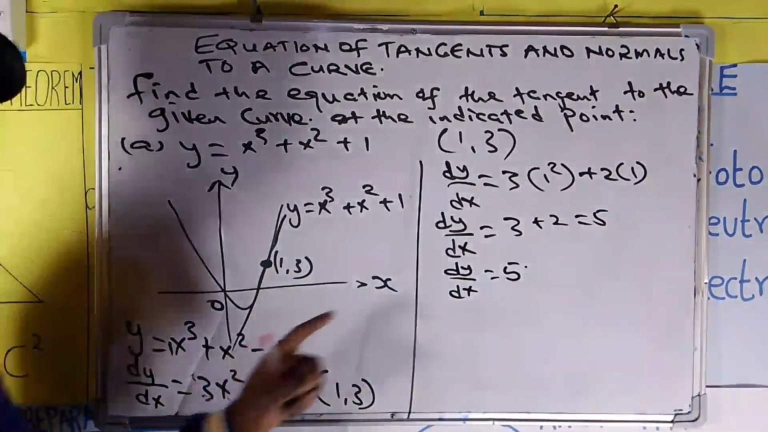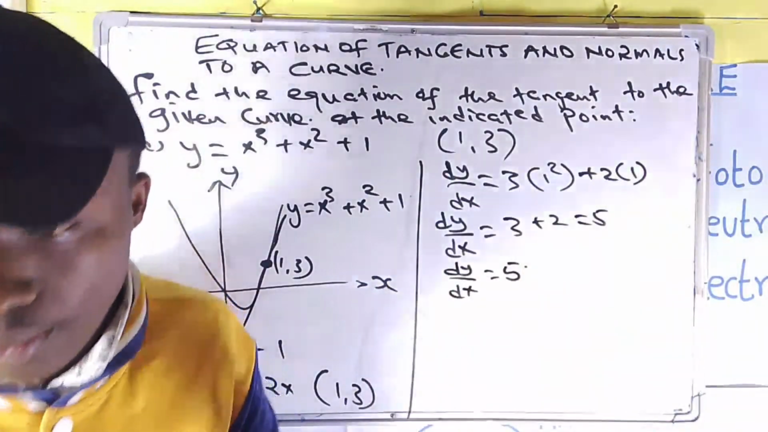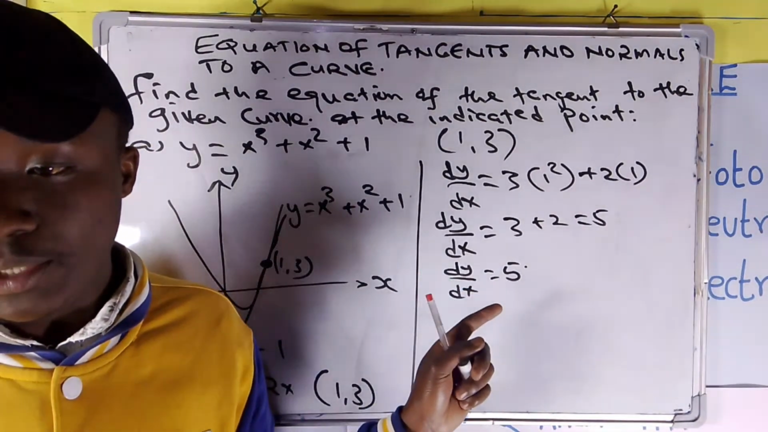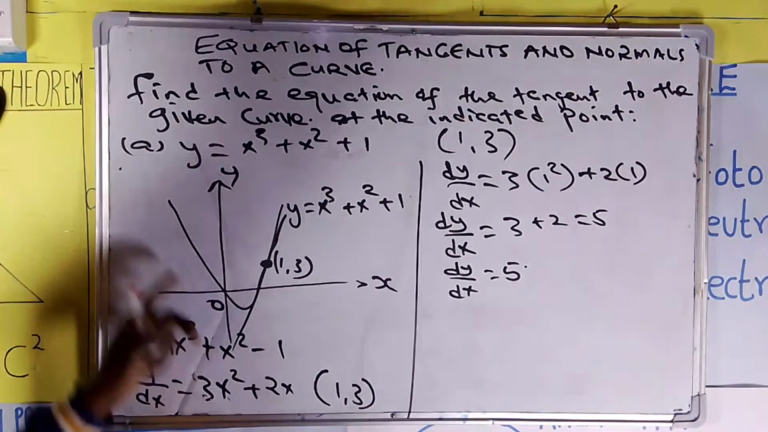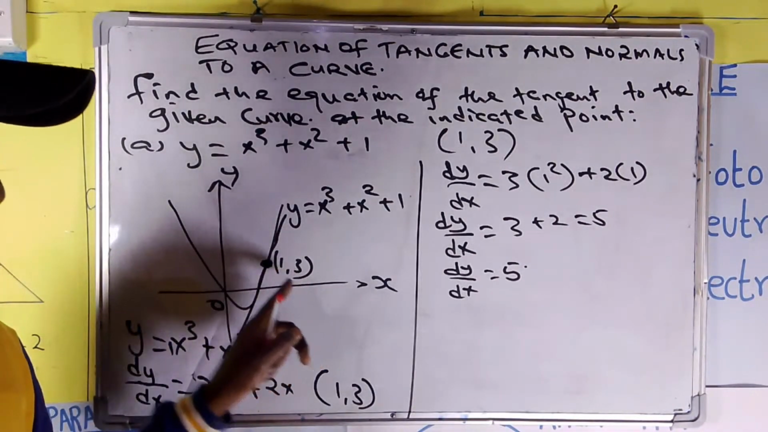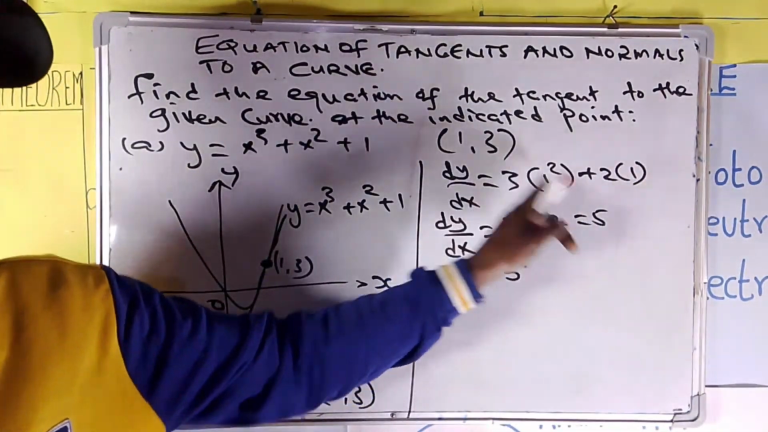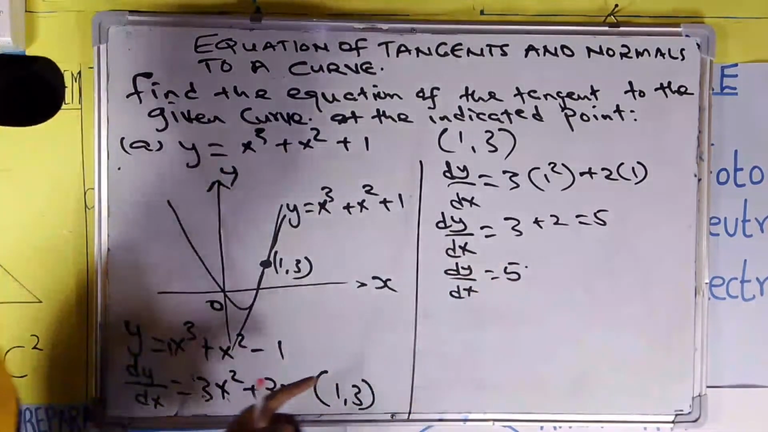We had done that in our first questions when we learned about finding the gradient of a curve at a point. So we get that the gradient of the curve is 5, and the gradient of the tangent is also 5, because both are at the same point when x is 1.